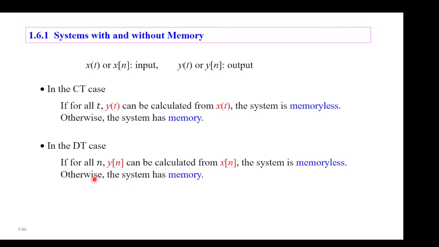This is for continuous time, and for discrete time it is similar. For discrete time, the system is memoryless if the output y of n can be calculated just from the input x of n. Those are memoryless, and if it's not memoryless, it has memory. Okay, so let's go to examples.